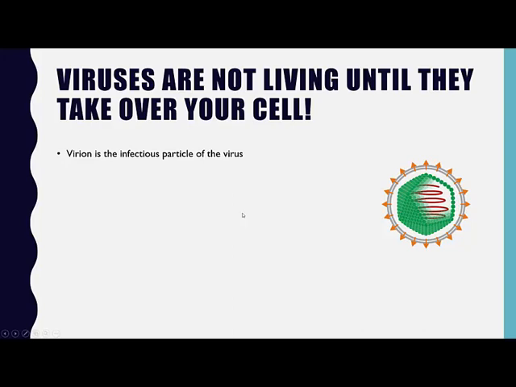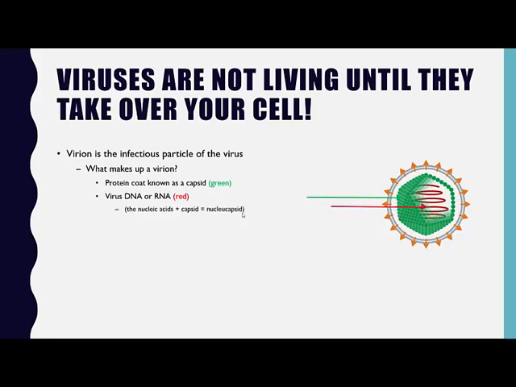We call the infectious particle of the virus that goes out of one cell into the next the virion. It is the actual infectious particle. What makes up a virion? Glad you asked. First of all, you have a protein coat in green. It's known as a capsid. You have some kind of nucleic acid, either DNA or RNA, here in red. And by the way, if you put the nucleic acid plus the capsid together, it's called the nucleocapsid. So both the red and the green.